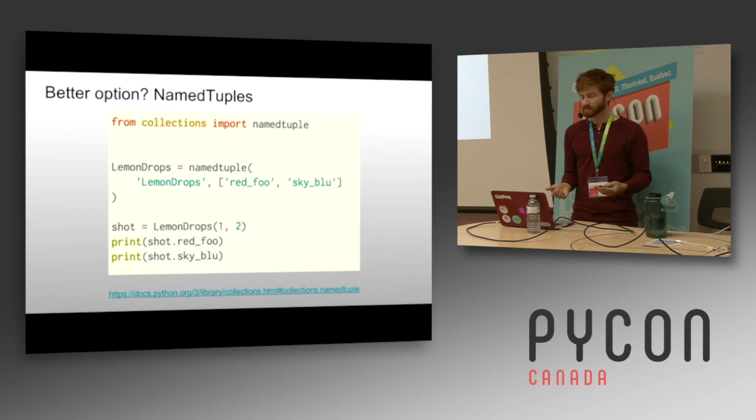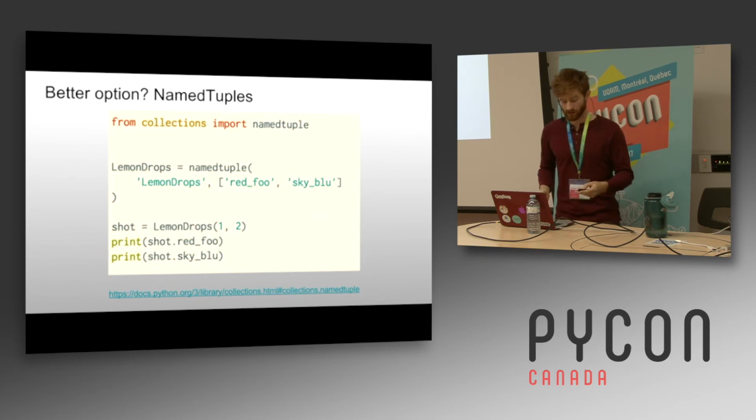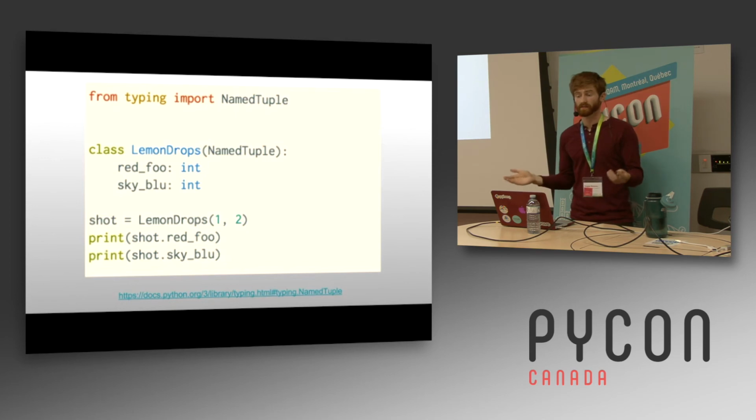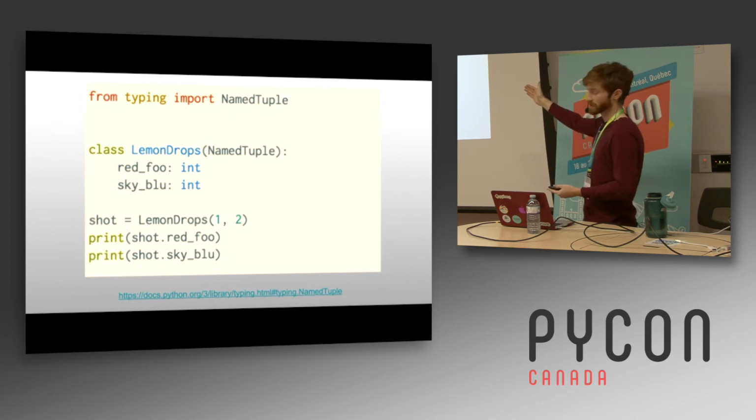And up until recently, you weren't able to add type annotations to named tuples. Then in Python 3.5, we got the typing NamedTuple. It's pretty neat. It has a much more familiar syntax than the collections named tuple, and I really encourage you to check it out.